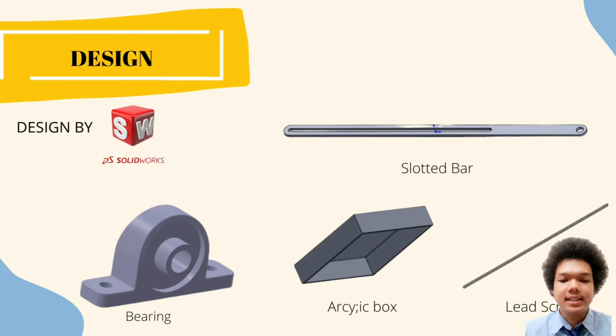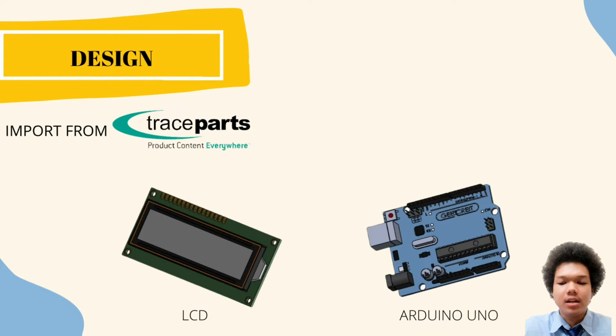In the design process, it is divided into two, in which my teammate and I draw the components in SolidWorks and import drawings from TracePart. These are some components that are designed in SolidWorks, which are the bearing, acrylic box, lead screw, and slotted bar. Electrical components like the LCD and Arduino Uno were just imported from TracePart only, since they are complicated to draw.